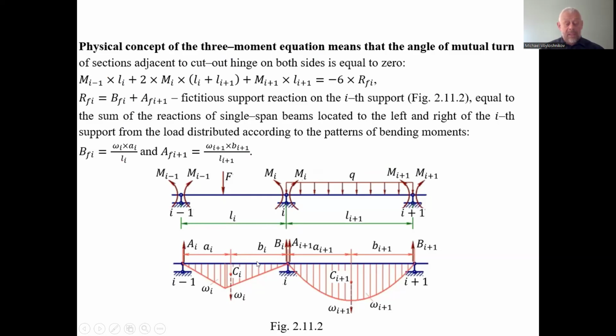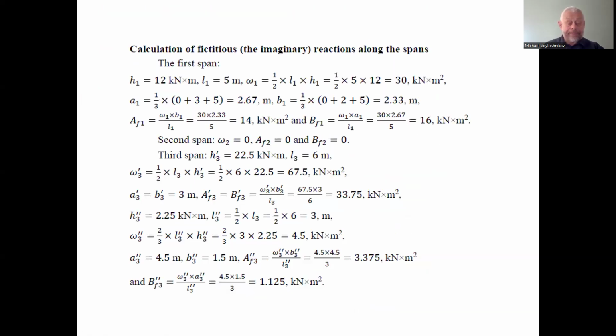So a_i is the extent from the left support of span i to the center of the area of the bending moment diagram. Having that the extent is known, here is the rule: if you have a triangle, how do you find the location of the center of the area of the triangle from the left, for example, a_1.